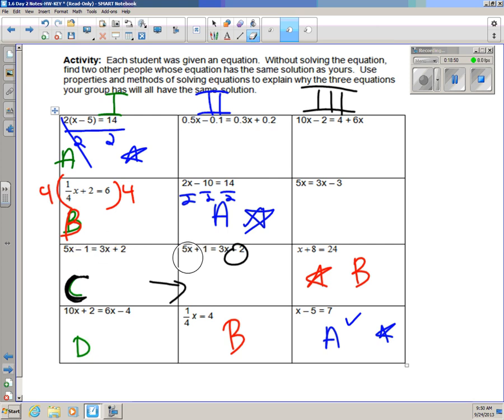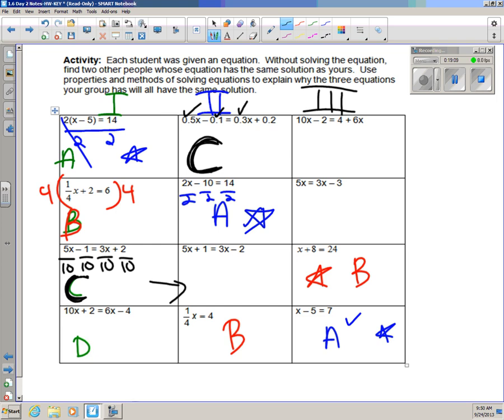So basically, that kind of leaves you with the process of elimination and says, well, this must be the same as C. And that should make sense, because if you decide to divide everything by 10, I've got 5/10, -1/10 equals 3/10 plus 2/10. It's just in decimal form, not a big deal. Look over into column 3, and hopefully you realize that this is also the same equation.